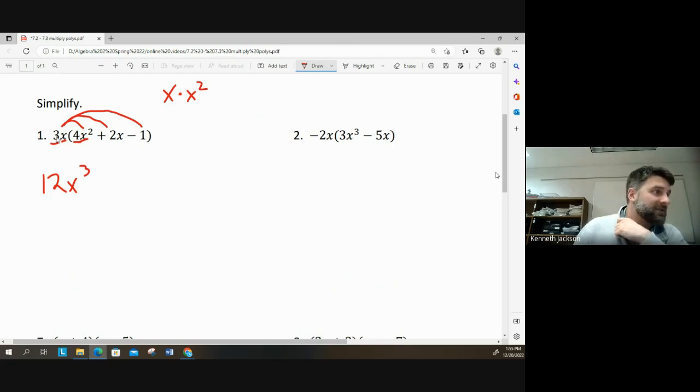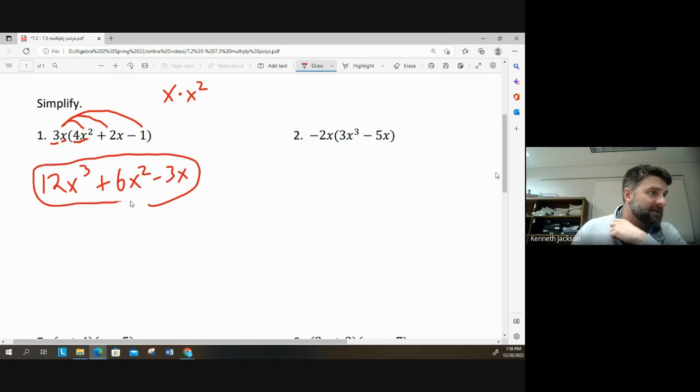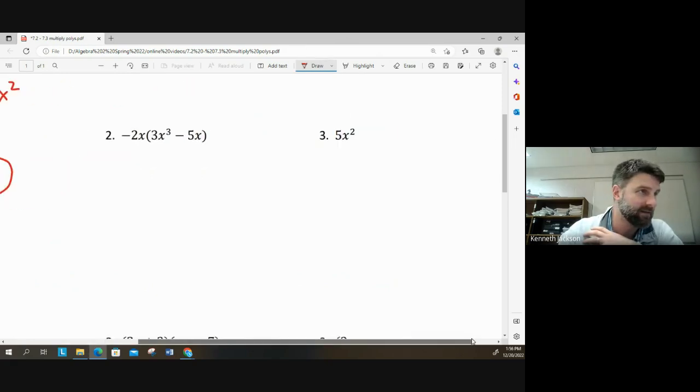So now I take this 3x times 2x. 3 times 2 is 6. x times x is x squared. 3x times -1 is -3x. None of these go together because they're not like terms. I have x to the third, x squared, and x. Notice it's written in the correct order, always. Biggest degree out front, followed by the next, followed by the next.